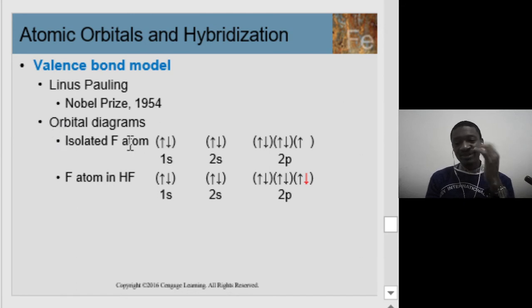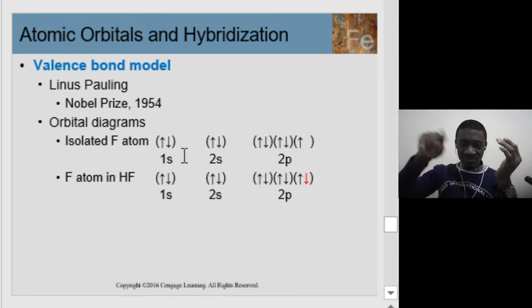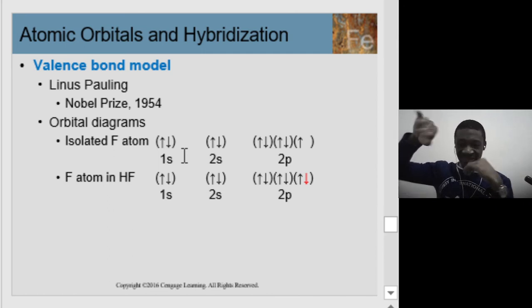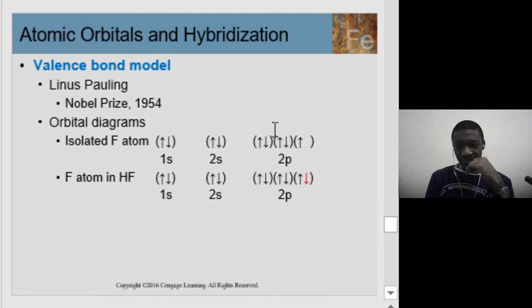So orbital diagrams, we know what they look like. You have fluorine, and then you have the 1s, which has 2 electrons, and then the 2s, which has 2 electrons, and then you have the last, because fluorine has how many electrons? Remember, it has 9 electrons, but 2 inside and 7 outside. So you have 1, 2, 3, 4, 5, 6, 7.